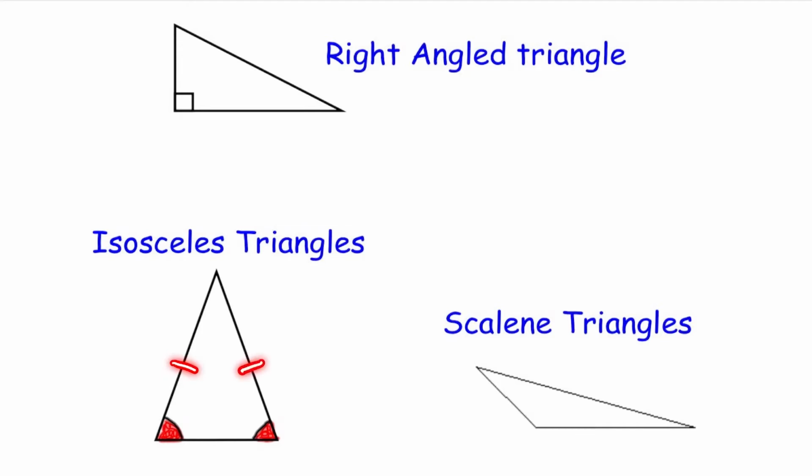If you see these lines, that's where it's showing you that the length is the same, and therefore two of the angles are also the same as each other. And then the third one will be different.